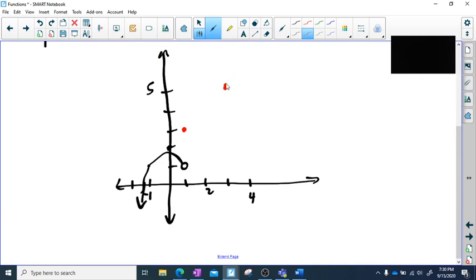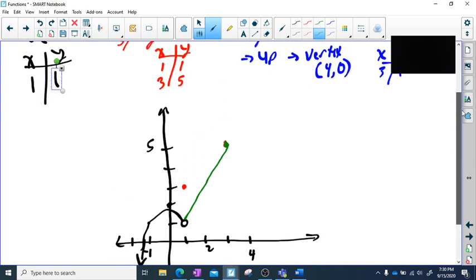So 3, 5 will be filled in. I should switch to a different color. So there's the end of that line. This was the other end of it. Straight edge. Connect those together. There's piece 3 of the function. And then last but not least, piece 4.